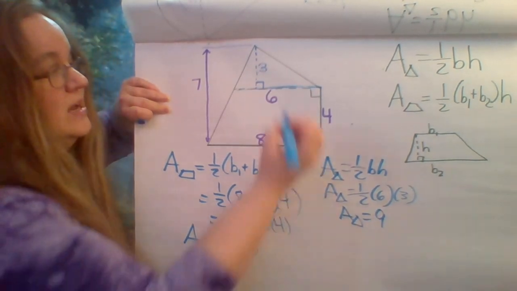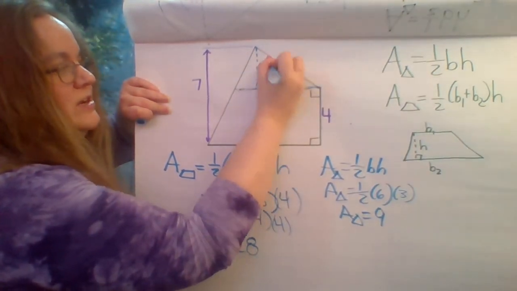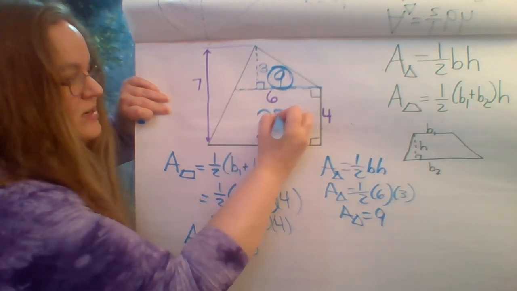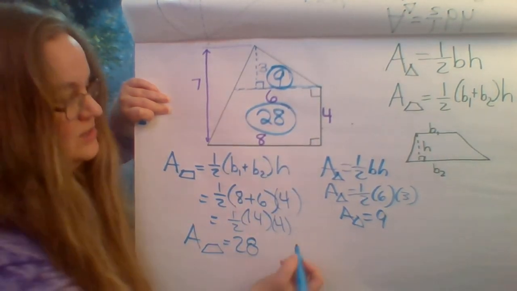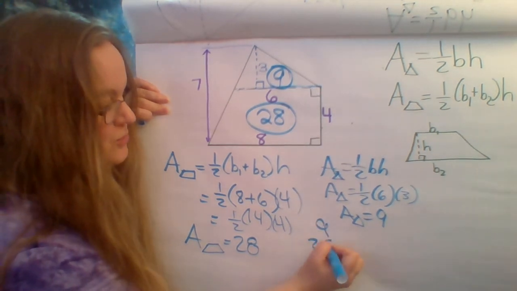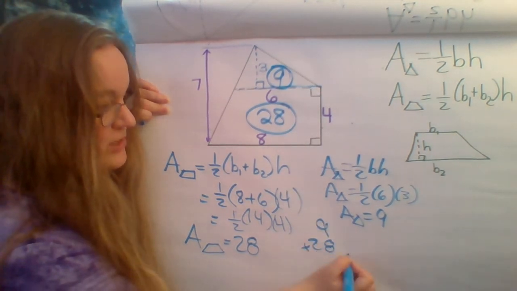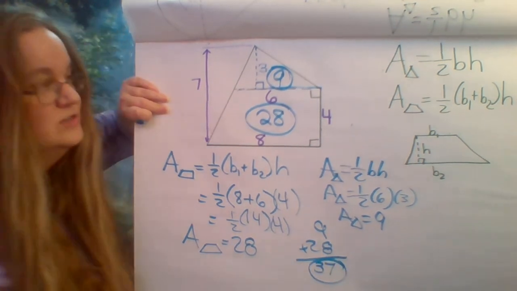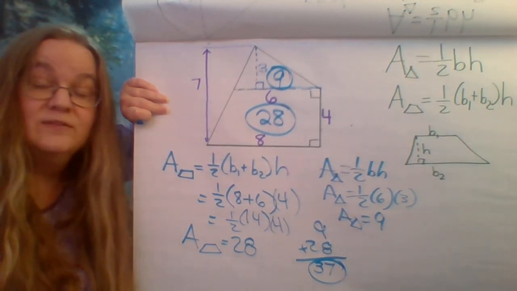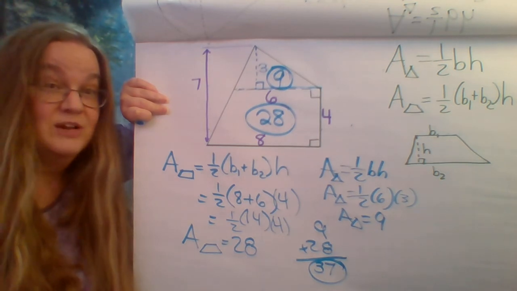My final step, now that I know this area is 9 and this area is 28, is to add those two together. So 9 plus 28 is going to give me 37. And so the area of this shape is 37.